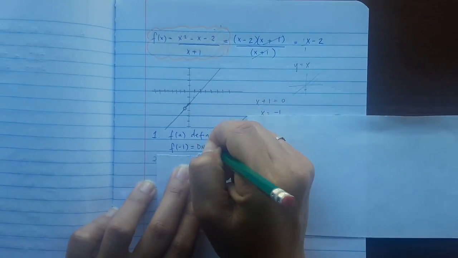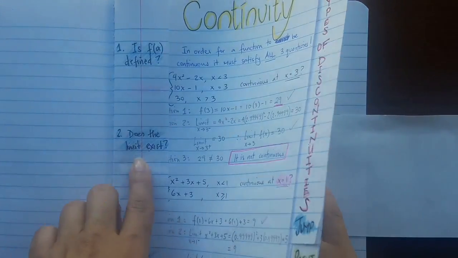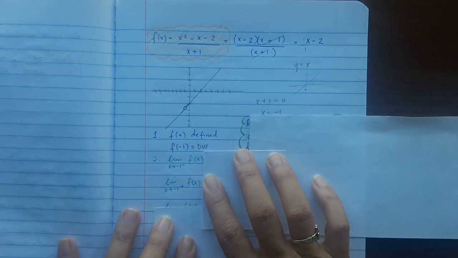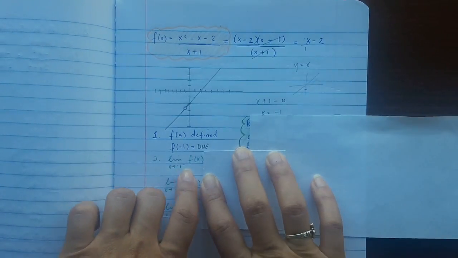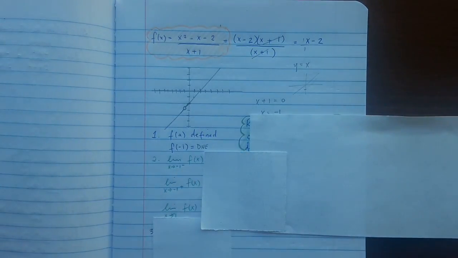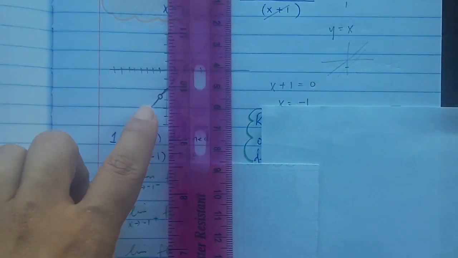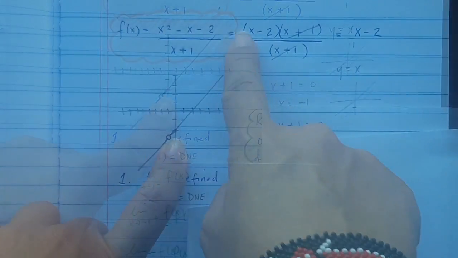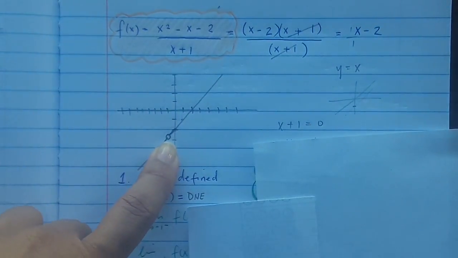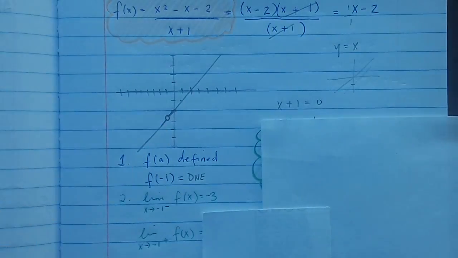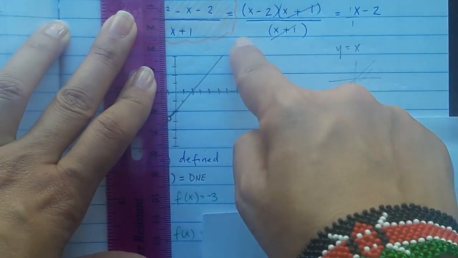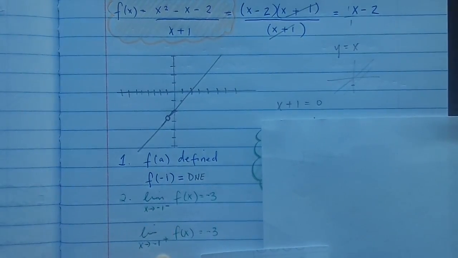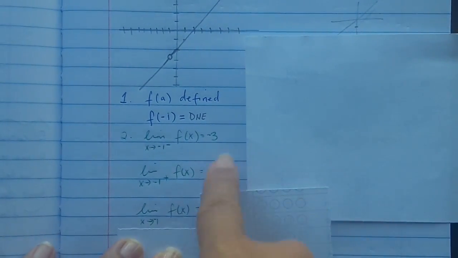So if I look at my graph, it is not defined because at that point I'm going to get a 0 in the denominator. Alright, the second thing is, does the limit exist? So limit from the left, limit from the right, are they equal to one another? So the limit as it goes to negative 1 from the left is going to be negative 3. And again, all you got to do is just plug in negative 1 into the original function. The limit as it goes from the right is also negative 3. Therefore, because the limit from the left is equal to the limit from the right, the limit does exist and is equal to negative 3.